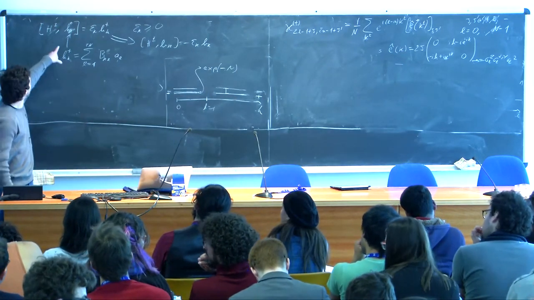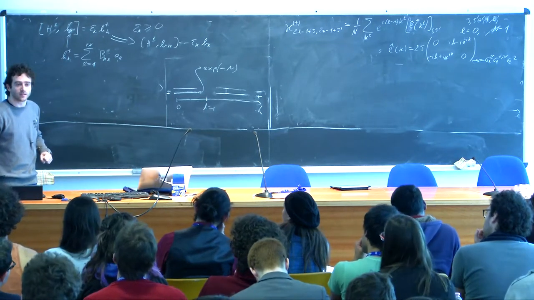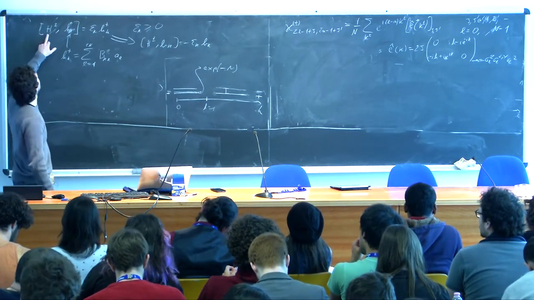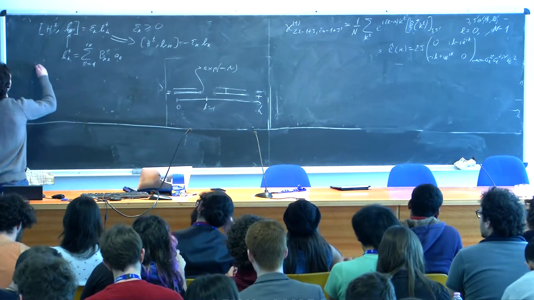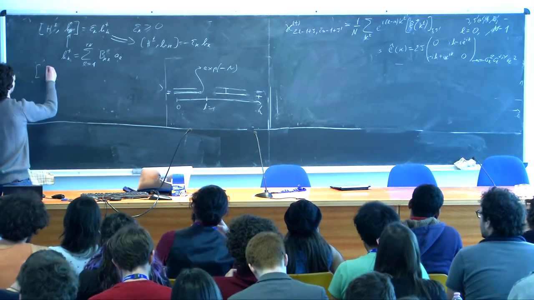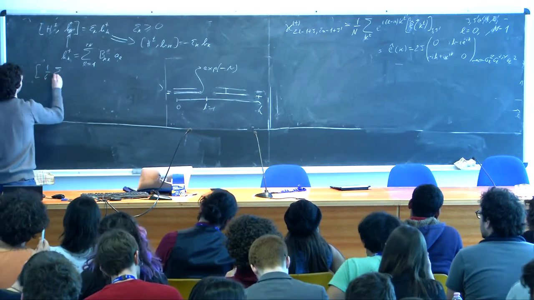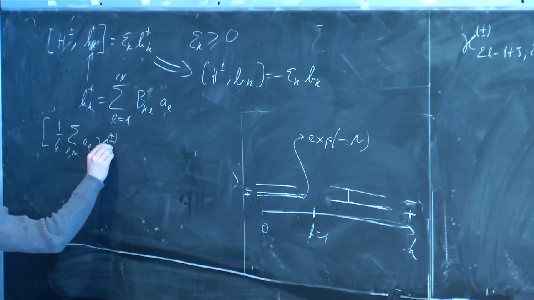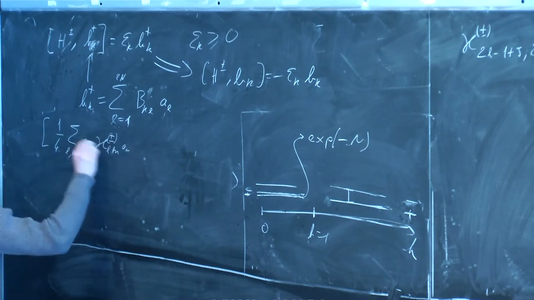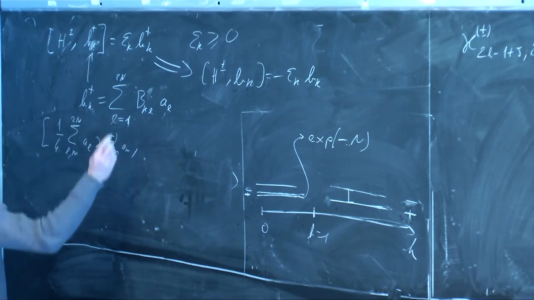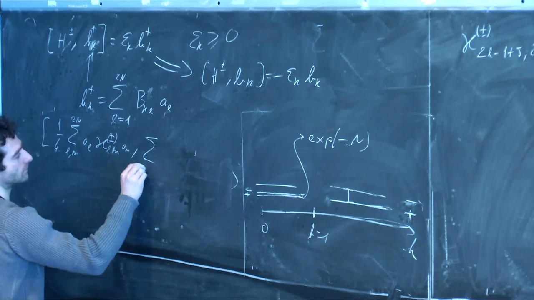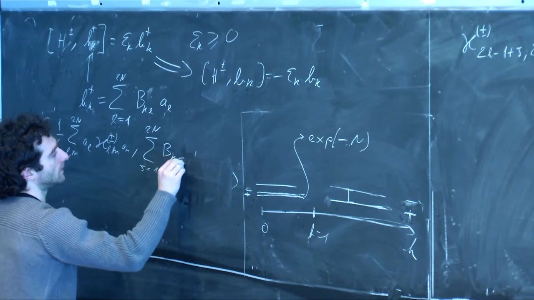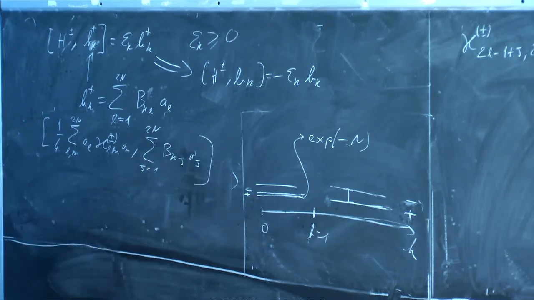So we still have to solve this problem, like in the harmonic chain. But okay, what should we compute? We should compute the commutator between H plus minus, which is written like 1/4 sum of ln A_l calligraphic H_ln A_n, and some linear combination of all the Majorana fermions.